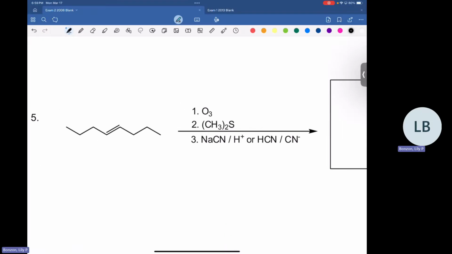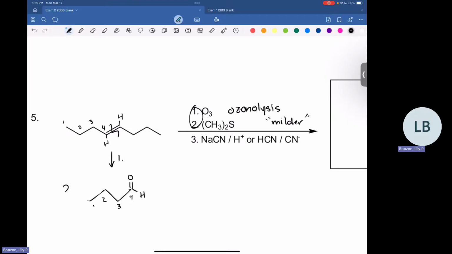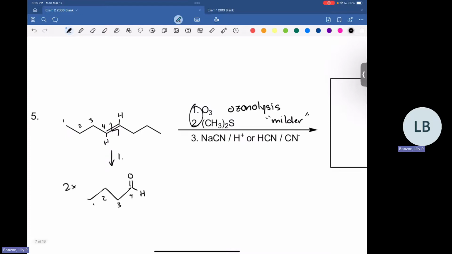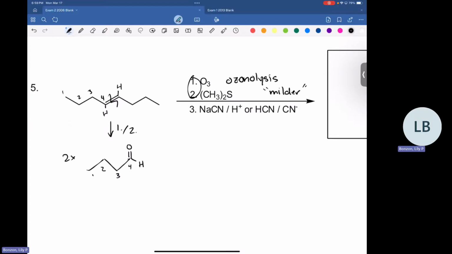All right, so we have an alkene. We have our ozonolysis. Remember that ozonolysis is the milder splitting reagent, and it turns that double bond into ketones and aldehydes. For this specific structure, we will form an aldehyde because we have a hydrogen on that double bond, and it's symmetrical, so we only have to worry about drawing one. We have a 1, 2, 3, 4 carbon aldehyde. Again, we have 2 equivalents, but you don't need to write that. And that was steps 1 and 2.